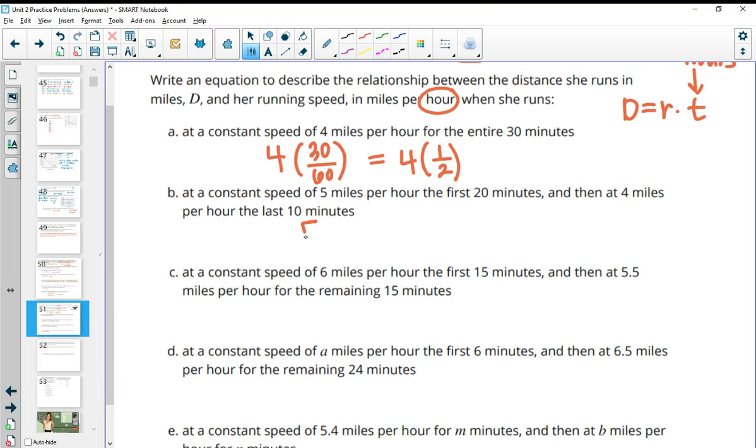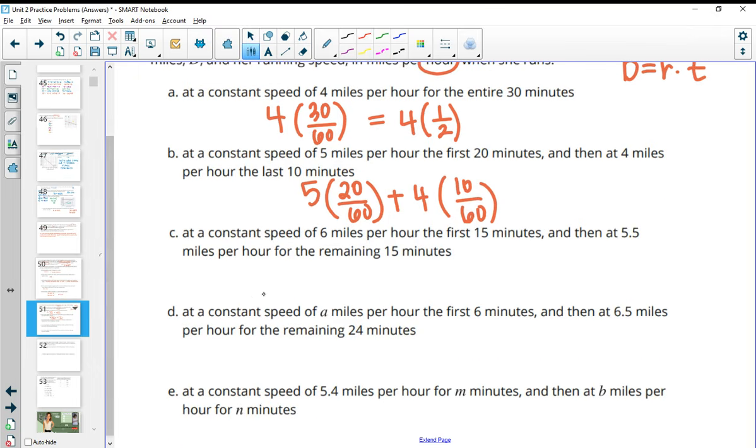At a constant speed of 5 miles an hour for the first 20 minutes, remember 20 out of 60, plus then 4 miles per hour for the last 10 minutes. So 10 out of 60. And again, certainly you can simplify those if you want to. I'm not going to. At a constant speed of 6 miles per hour for the first 15 minutes, so 15 out of 60, plus then 5.5 miles per hour times 15 minutes again out of 60.